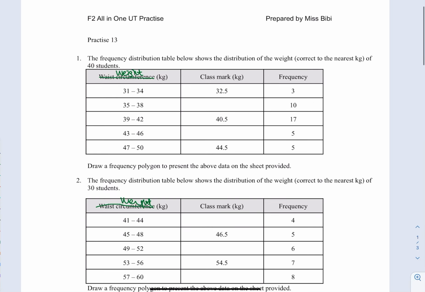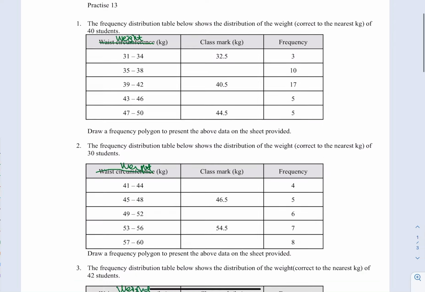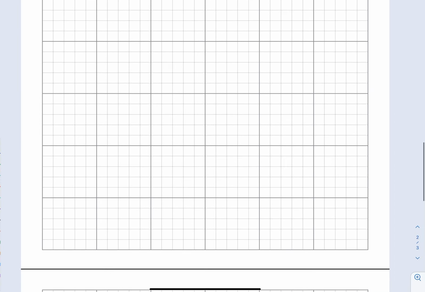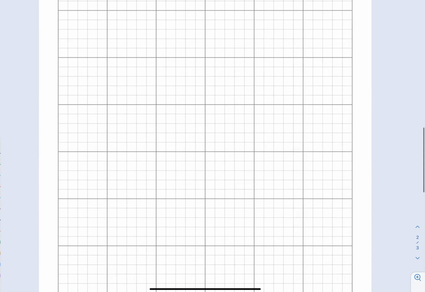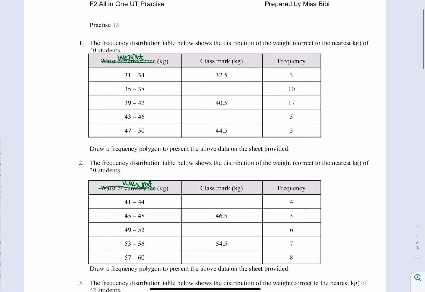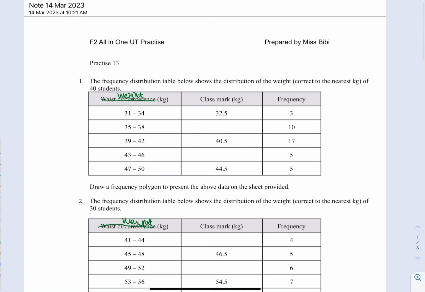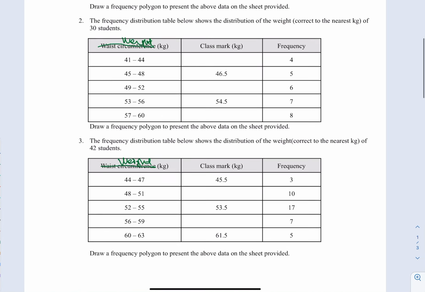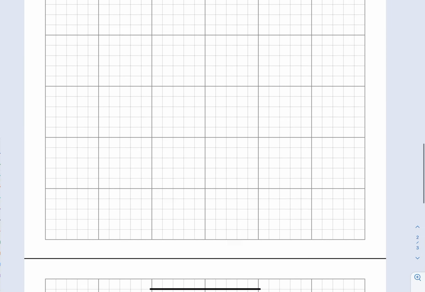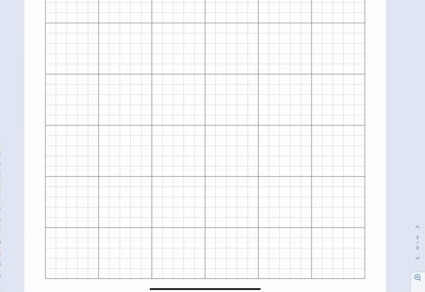All right, in the end I have to draw a table, a frequency polygon, to represent the above data on the sheet provided. On the sheet provided means you will be given a paper like this with grids, and then you have to draw this graph on it. How do we draw it? It's like your primary school. You will have an X and Y, so you draw that first.